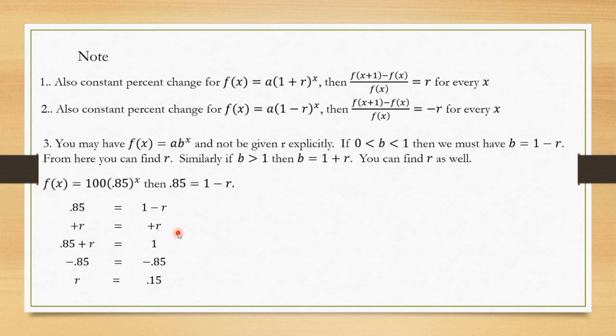So that's what we get here. Now, we get r is 0.15. And again, if b were greater than 1, like in this case, we can still get r.